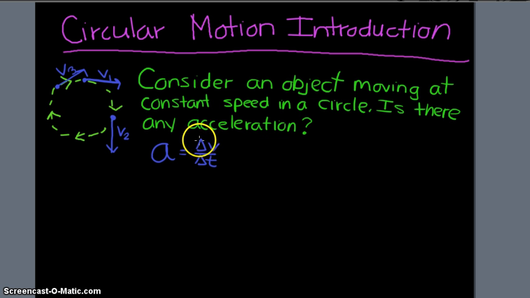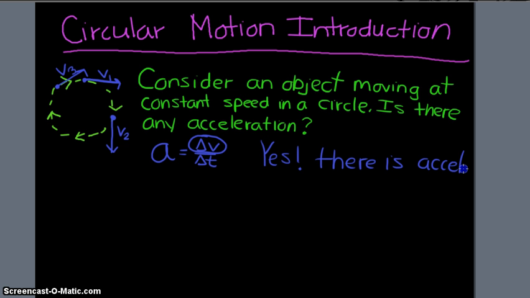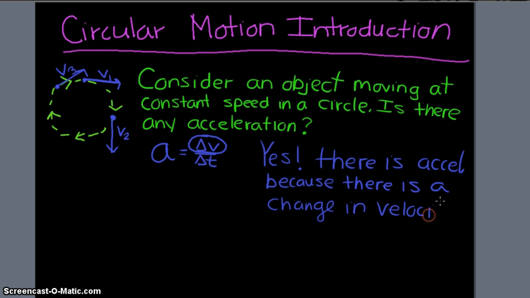So when we think about acceleration, it's a change in velocity over a change in time. And even though the magnitude of the velocities has not changed, the direction of each velocity has changed. So, yes, there is acceleration, because there is a change in velocity. And that change comes in the form of this changing direction. So its velocity changes, therefore the object is accelerating.